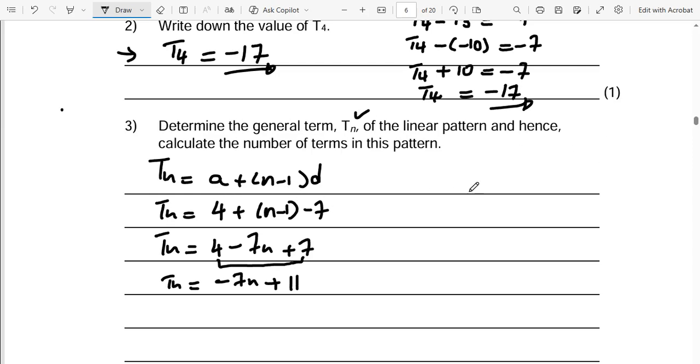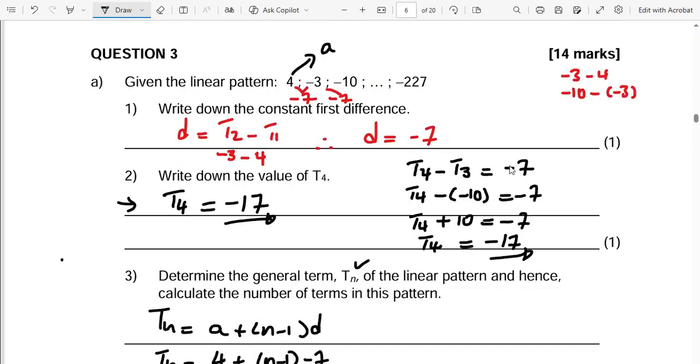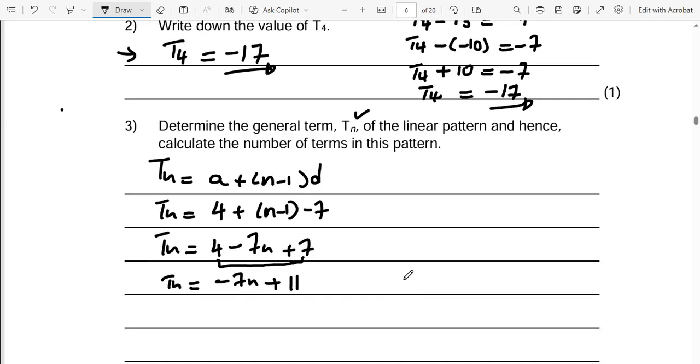Now we need to calculate the number of terms. How do we calculate the number of terms? You're going to take Tn. Where there's Tn, you're going to substitute the last term. When you see a sequence like this and then they put dots, and then they put another number, that number shows that the sequence ends at -227. So we need to find how many terms by taking that and substituting it where there's Tn in the general term.